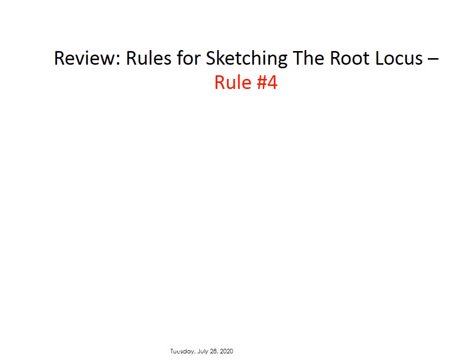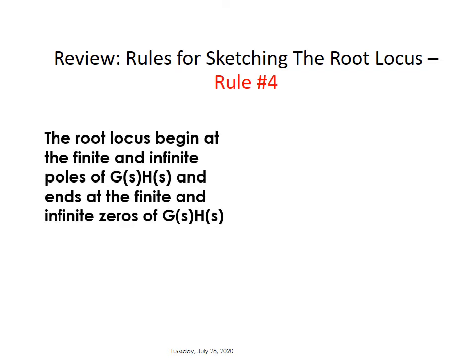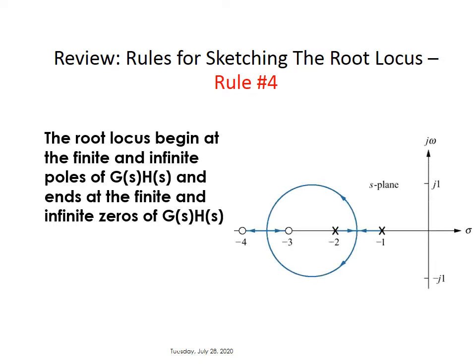So that's rule number 4. It says that the root locus begins at the finite and infinite poles of G(s)H(s) and ends at the finite and infinite zeros of G(s)H(s). This was pretty clear in the example that we had just now, right? So when k equals 0, we get the poles, and when k equals infinity, we get the zeros. So it always starts at the poles and it always ends at a zero.